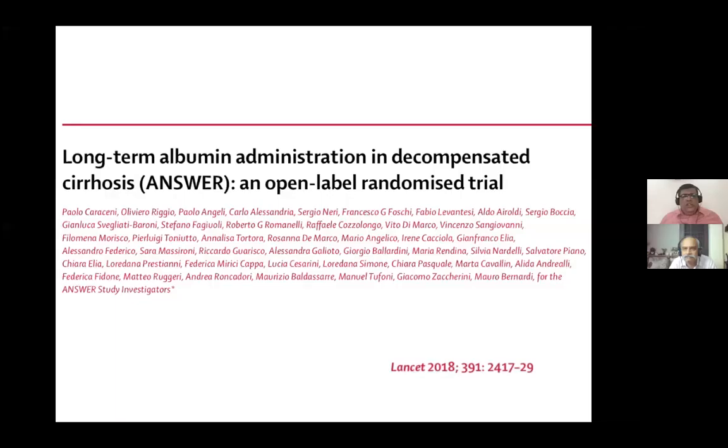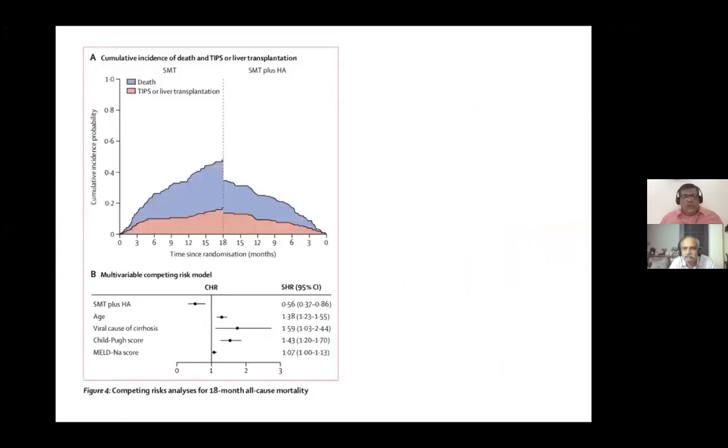So next we come to should we give the albumin intermittently? This was a beautiful study, multicentric from again the Italian investigators, the ANSWER trial, which showed a significant improvement in the overall survival. This was the Kaplan-Meier estimate. Over 18 months, there was an improvement in survival. When they looked at cumulative incidence of death and TIPS or liver transplantation, patients who were on the intermittent human albumin group did better in terms of both survival as well as need for TIPS or transplant.